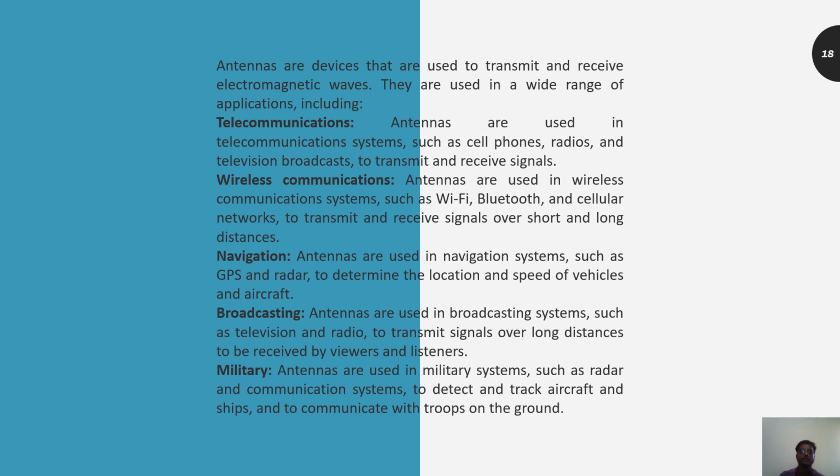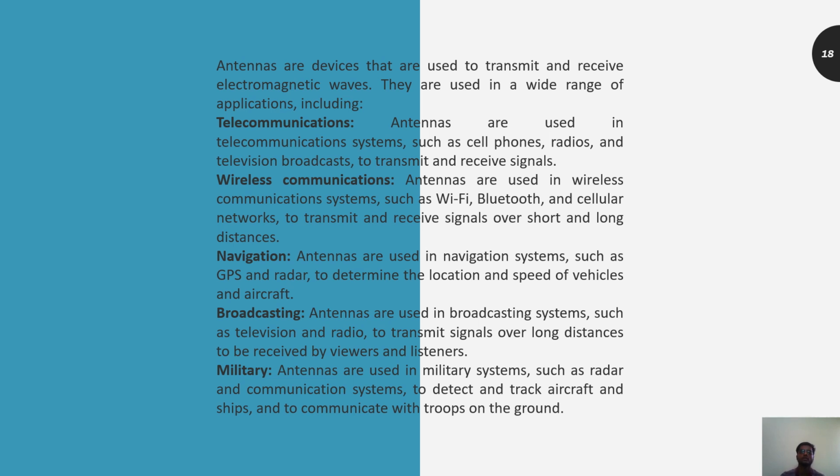Antennas are devices that are used to transmit and receive electromagnetic waves. They are used in a wide range of applications including telecommunications, wireless communications, navigation, broadcasting, and military. Telecommunication. Antennas are used in telecommunications systems such as cell phones, radios, and television broadcast to transmit and receive signals. Wireless communication. Antennas are used in wireless communication systems such as Wi-Fi, Bluetooth, and cellular networks to transmit and receive signals over short and long distances.